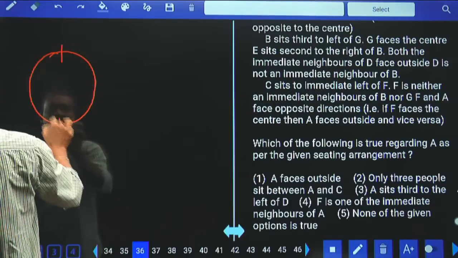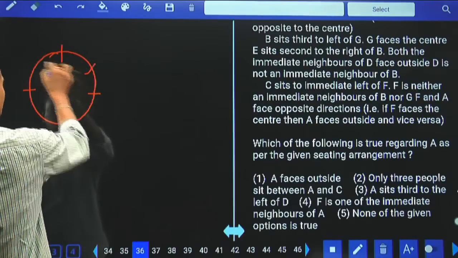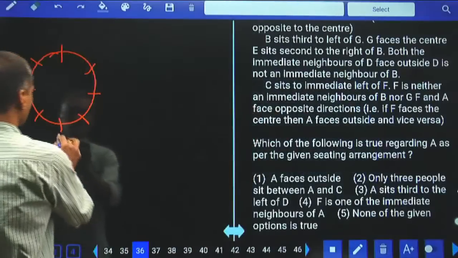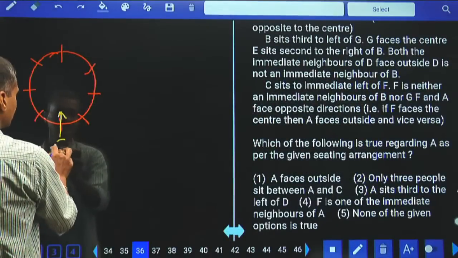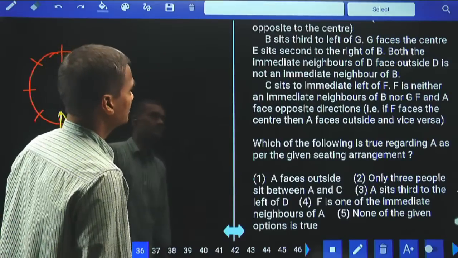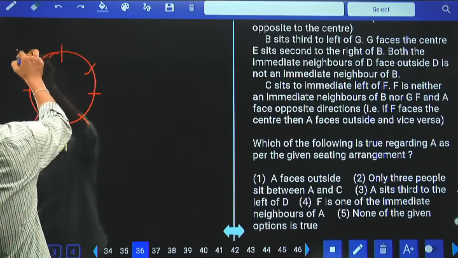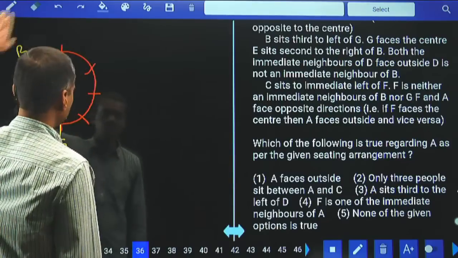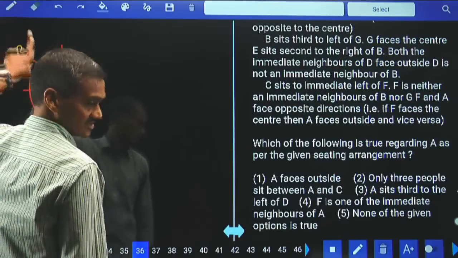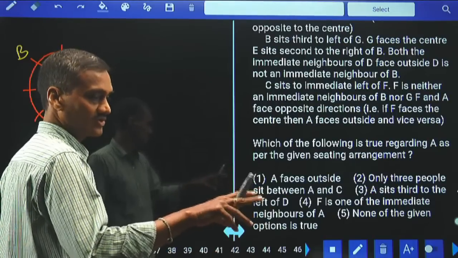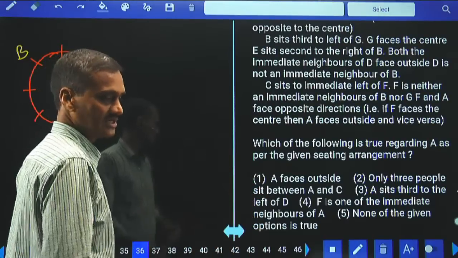How many persons? 8 persons. 1, 2, 3, 4, 5, 6, 7, 8. These 8 persons were seated around a circular table. G faces the center, hence I am taking G at this place. Then B sits third to the left of G. 1, 2, 3, B will be here. Because this person is facing the center, his left is towards our left, that means left hand side, clockwise. Left is always clockwise, right is always anti-clockwise in the case of a person facing the center.